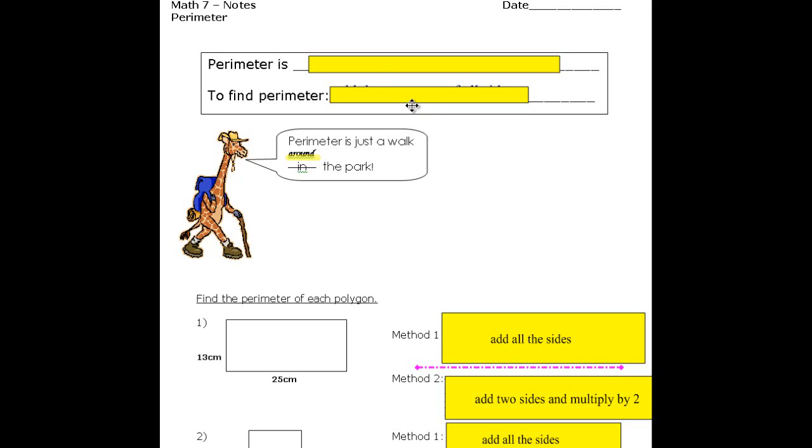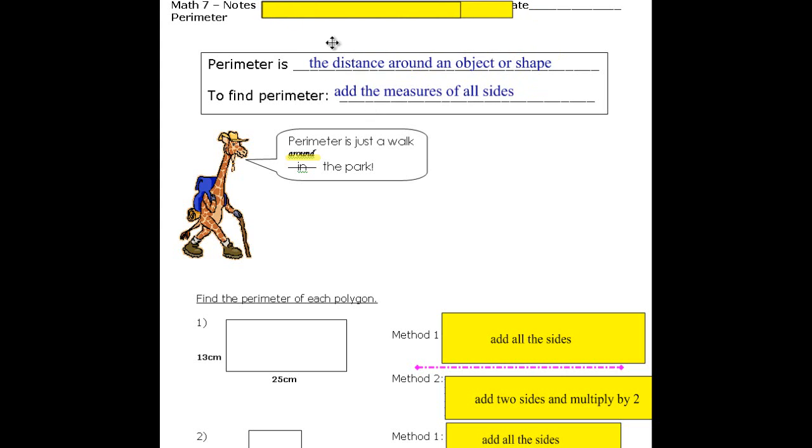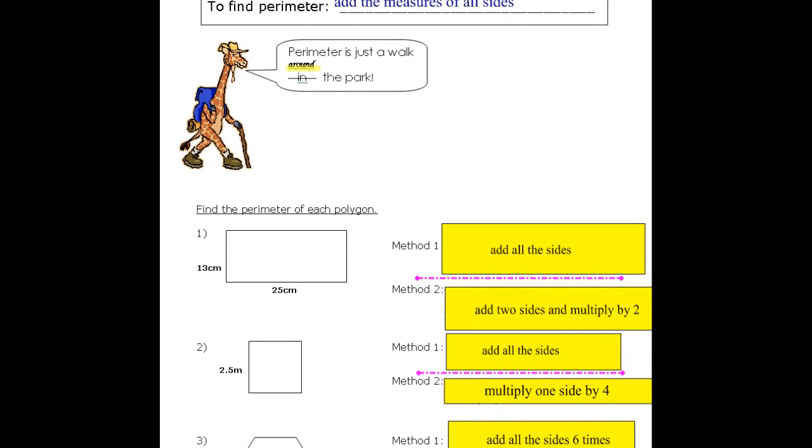The first thing is we'll define perimeter as the distance around an object or shape, and to find it we just add the measures of all the sides. The little giraffe says perimeter is just a walk in the park. Actually, it's a walk around the park. You've got to go all the way around whatever it is you're measuring.